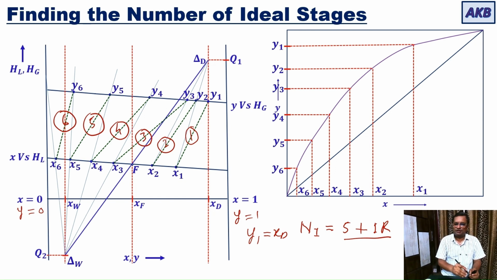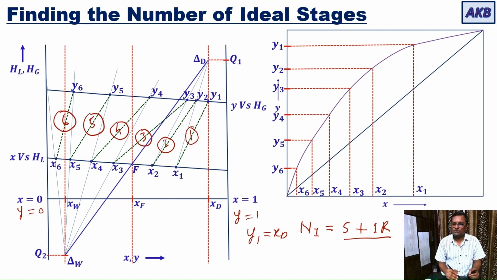You have to draw the construction lines. You have to draw the tie lines. Remember, tie lines will be connecting equilibrium concentrations. For example, you check any, let us say 5th tie line. It is connecting x5 and y5. x5 and y5, they are in equilibrium with each other. So x3, y3, they are in equilibrium with each other. So actually you are counting the tie lines.